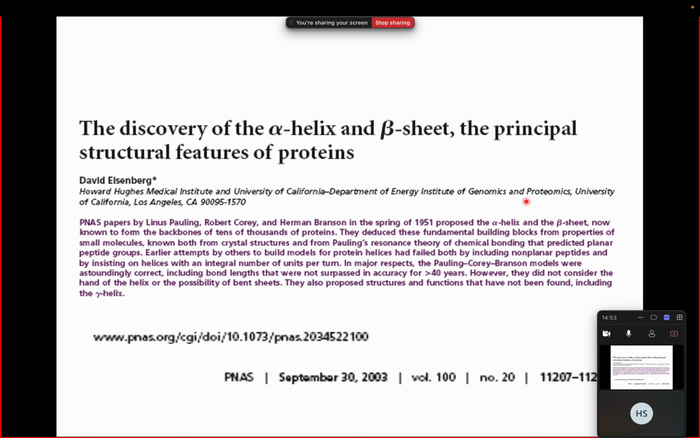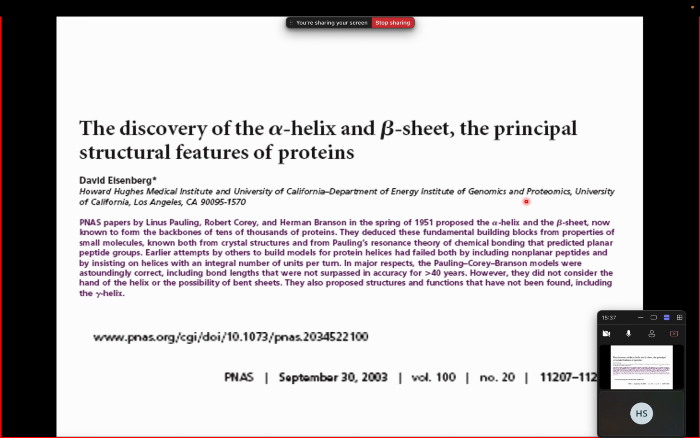Another type of secondary structure is called beta sheet. This is the paper which I am showing here: the discovery of the alpha helix and beta sheet, the principal structural feature of proteins. PNAS papers by Linus Pauling, Robert Corey and Herman Branson in the spring of 1951 proposed that the alpha helix and the beta sheet, now known to form the backbones of tens of thousands of proteins. They deduced these fundamental building blocks from properties of small molecules, known both from crystal structures and from Pauling's resonance theory of chemical bonding that predicted planar peptide groups.